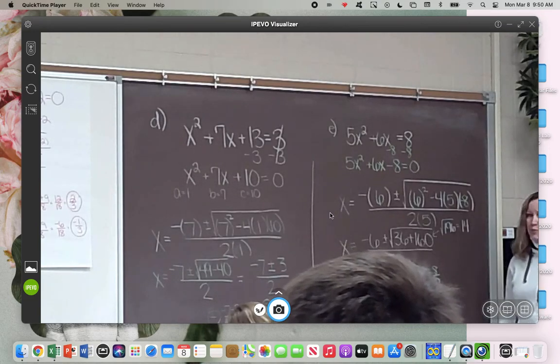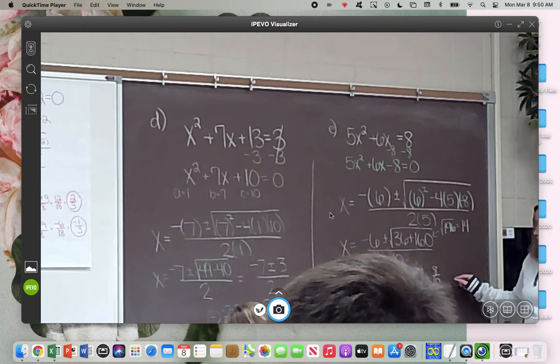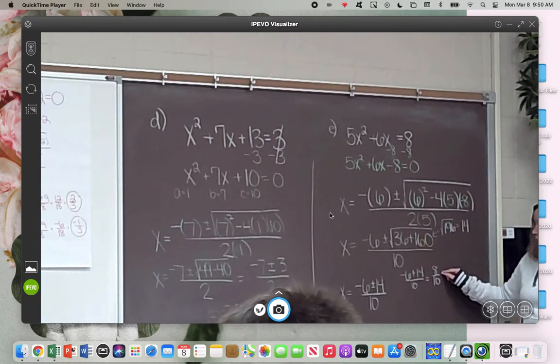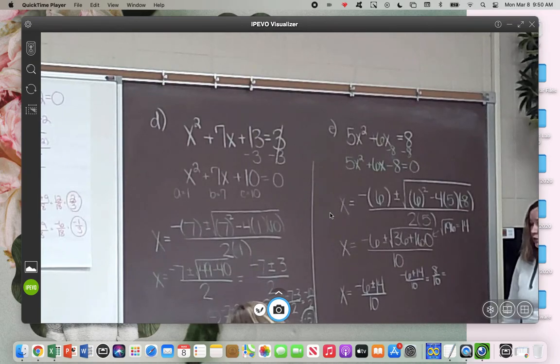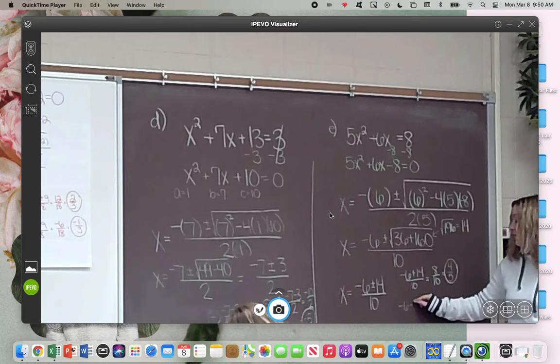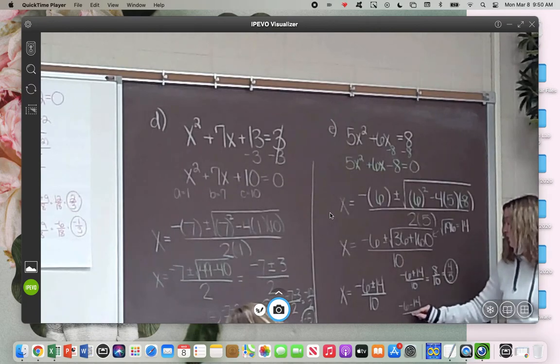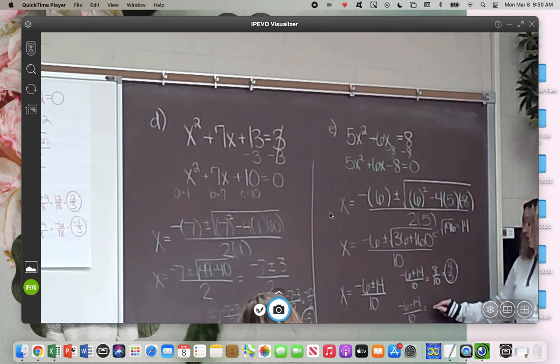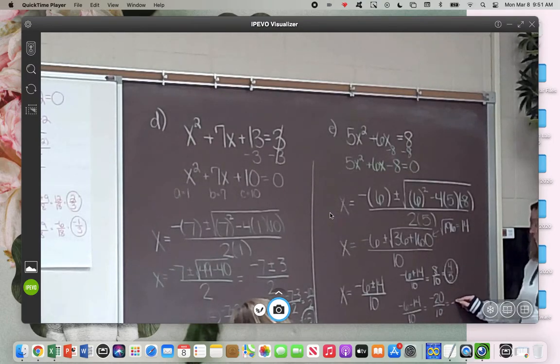What can I reduce those numbers by? Can I reduce it by 4? No, but I can reduce it by 2. So I should have one answer of 4/5. And then whenever I subtract for my second answer, negative 6 minus 14 is negative 20. Now that divides to a whole number. So we have an answer of negative 2.